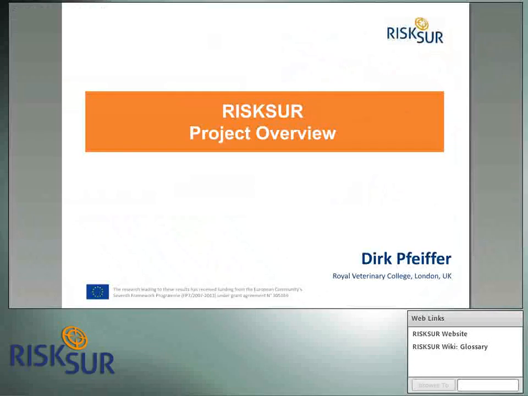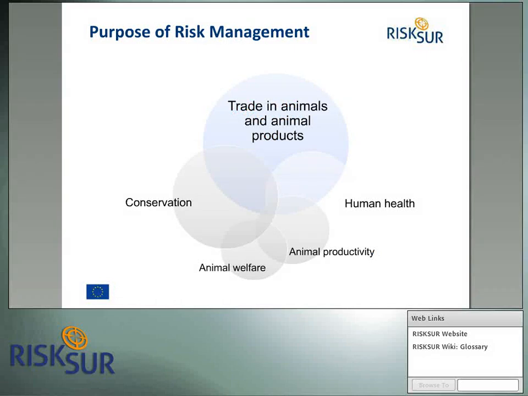With this overview of the RISKSUR project, I would like to first start with a general introduction of the context. We need to think about the reasons why we are engaging in management of risk in the animal health area. It's useful to remind ourselves of the various aspects we have to consider. Usually the most important one in most countries is human health, but then there's also the relevance of trade in animals themselves and animal products. In addition, there are aspects of animal productivity, animal welfare, and also conservation of animal species. The relative importance of the different aspects varies between countries and between societies.